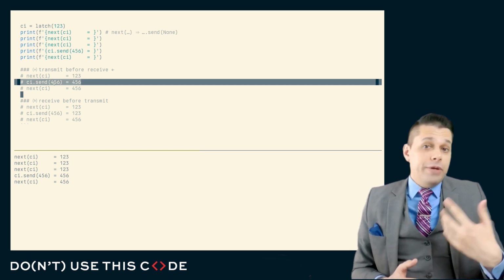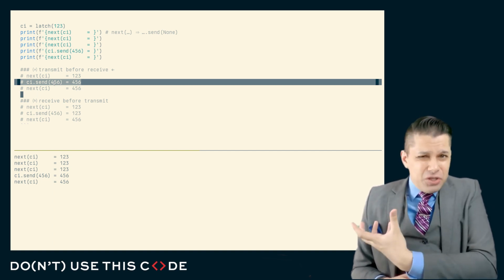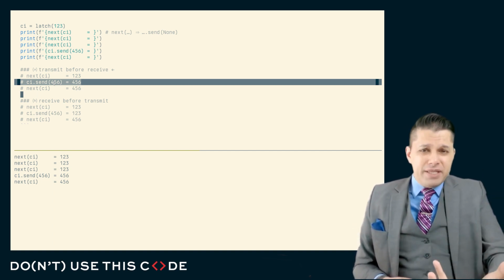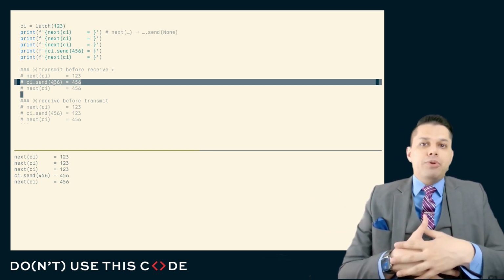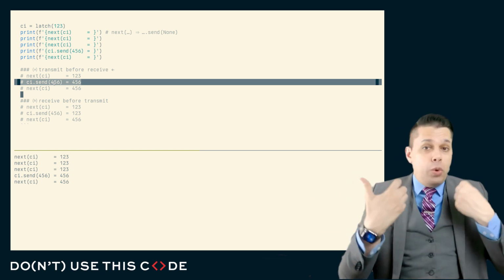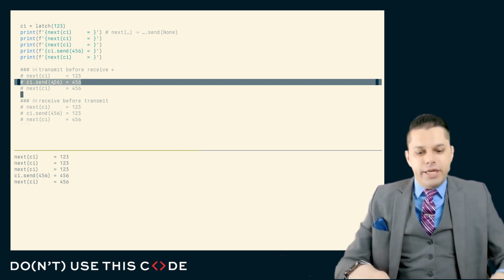And this is why we can't send a non-None value, because we can't receive a value in this structure before we've transmitted something, and so a non-None value would just get lost. It wouldn't be able to be received anywhere. We must yield before we can get the return value of that yield expression.